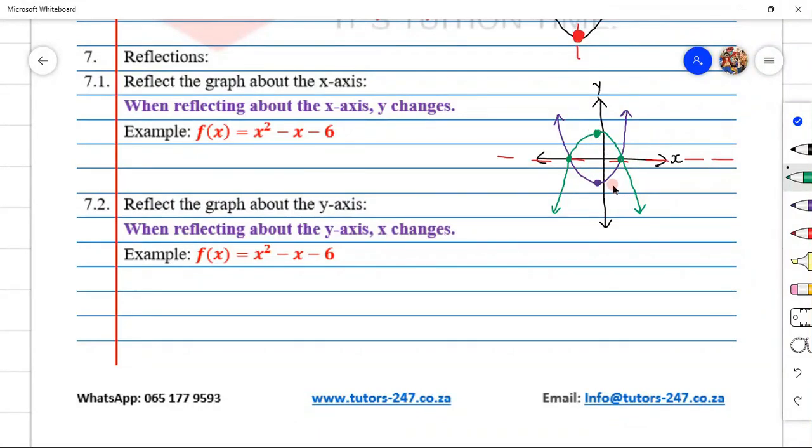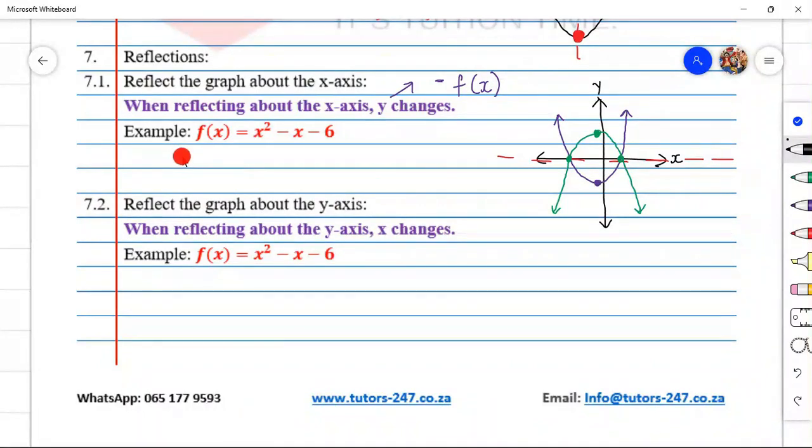So all we are doing is basically changing our y values. So we're multiplying it by a negative essentially. So if it's +1, it will become -1. If it's -2, it will become +2. The x values stay the same, but the y values change. So if we want to reflect about the x-axis and change the y values, this is essentially what we are doing, multiplying our y values by a negative.